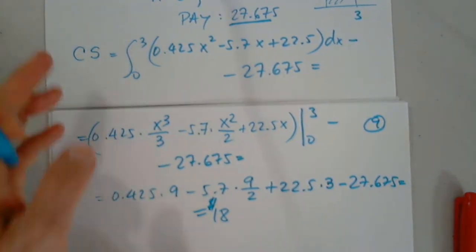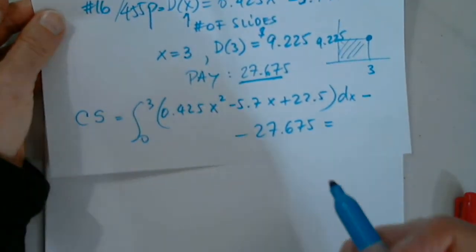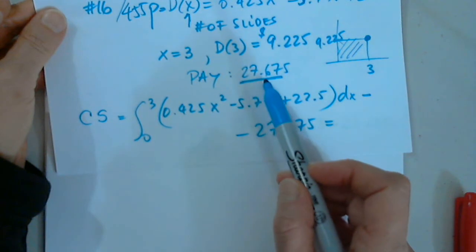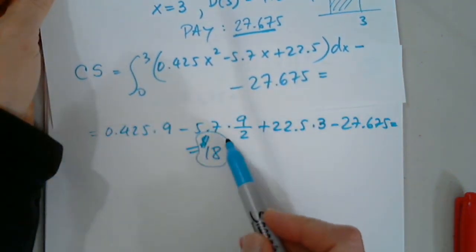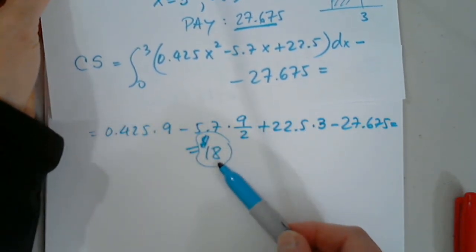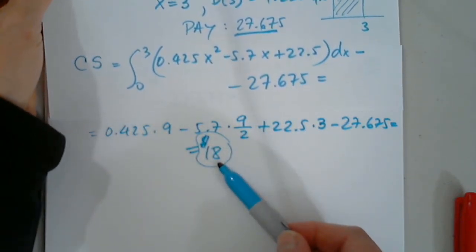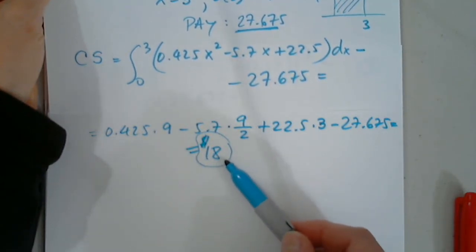So what is 18? So he is paying 27.675, but he's getting the fun or whatever other surplus activities or whatever he's getting extra in the value of $18.